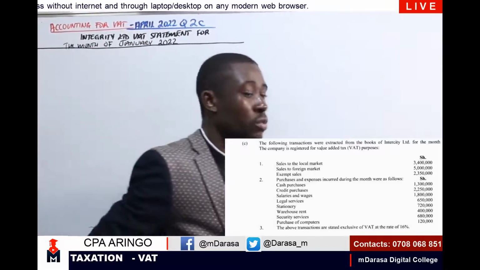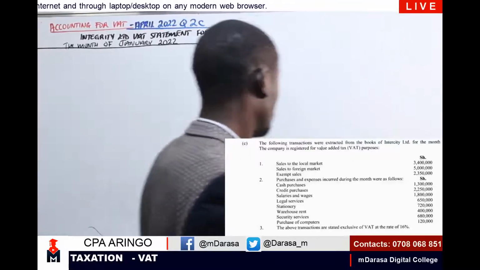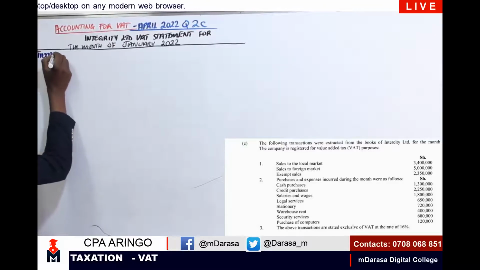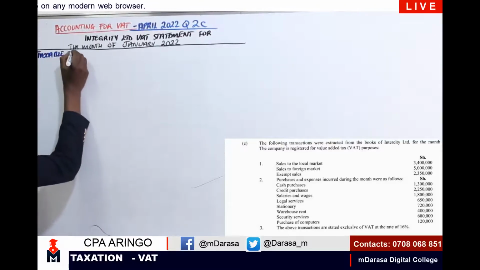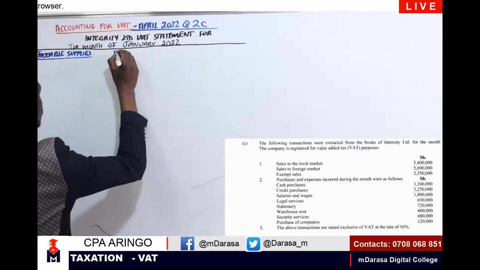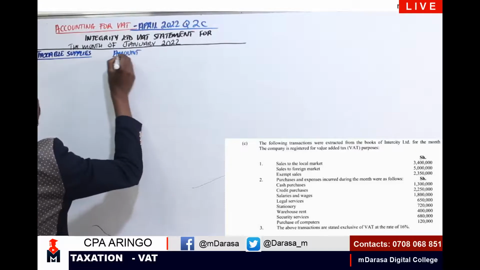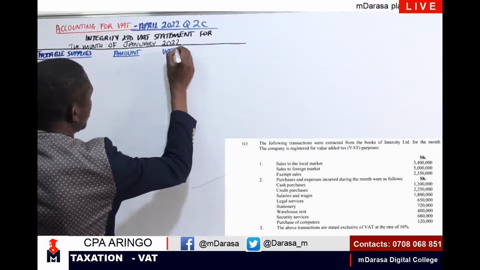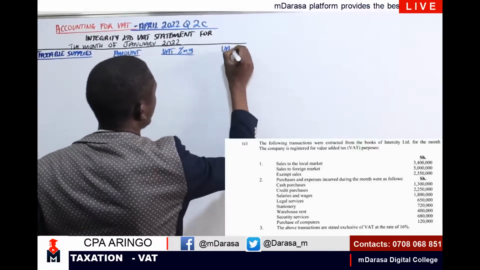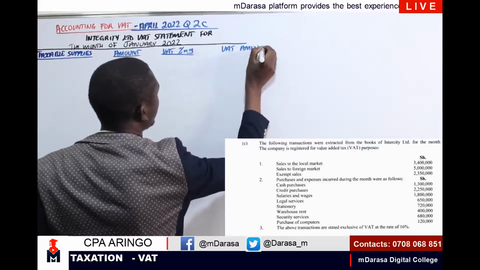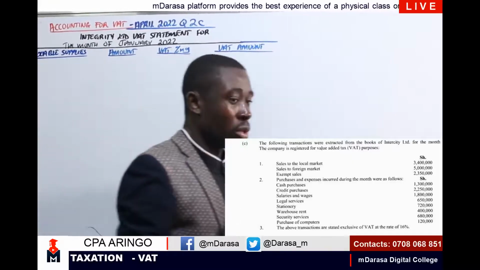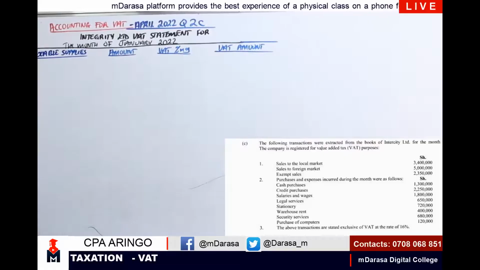Where in that case, of course, we'll be talking of our taxable supplies. I'll be having my taxable supplies. Of course, we can talk of our amount here, our VAT percentage here, and our VAT amount here. So let us identify whatever you are given here as our supplies.